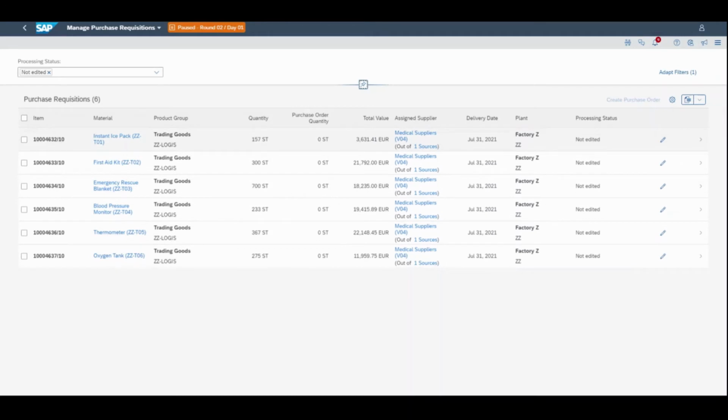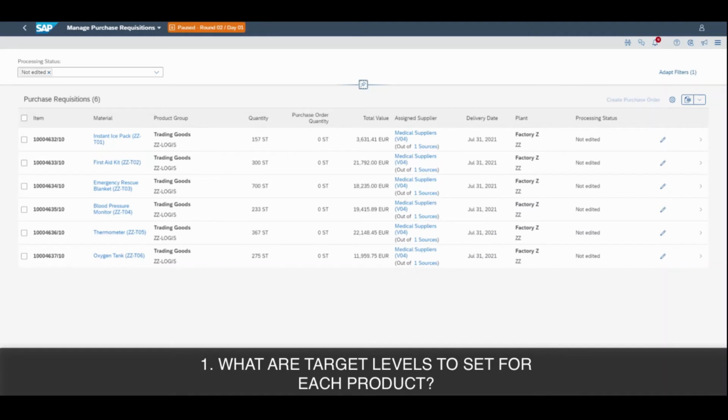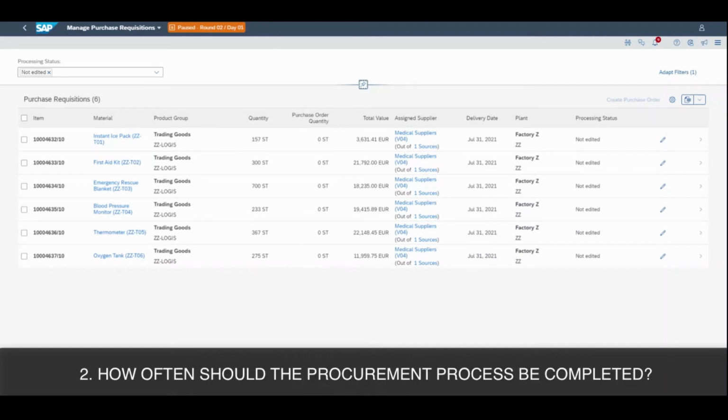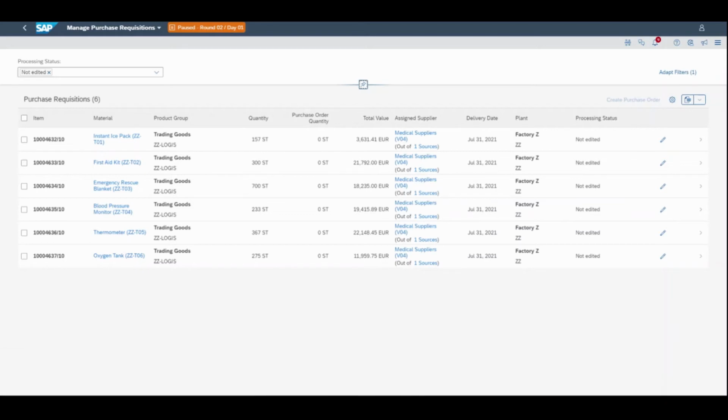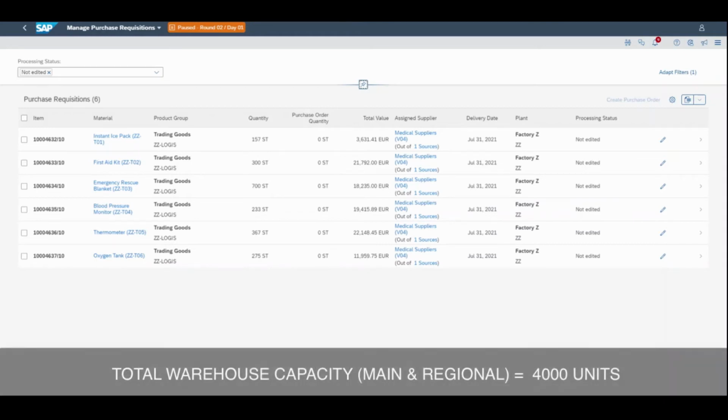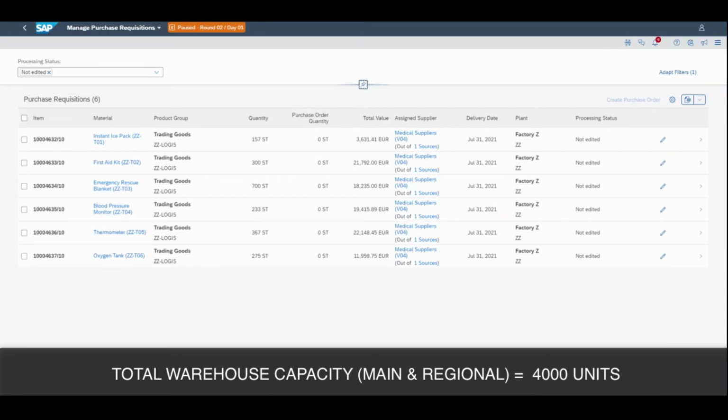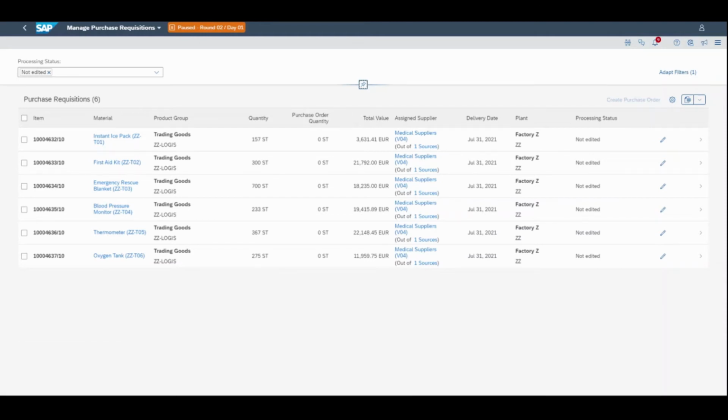In summary, the two key decisions to be made by the procurement representative are what are the target levels to set for each product and how often and when MRP should be run and purchase orders should be sent to the supplier. Important note, the total warehouse capacity, which includes the main warehouse and the three regional warehouses, is limited to 4,000 units of products. Ordering products in excess can extend the need to execute MRP run, which in itself incurs €1,000 for every purchase order made to the supplier, but it will potentially exceed the warehousing capacity.